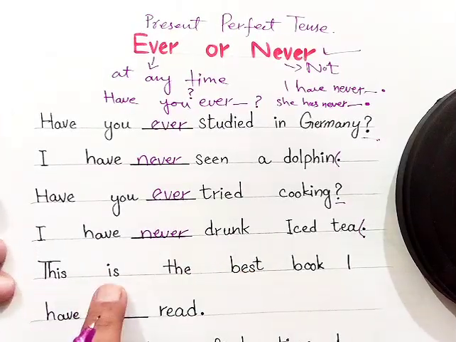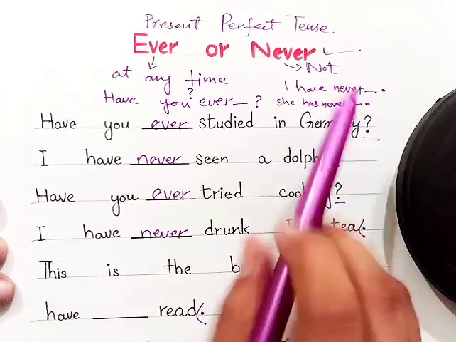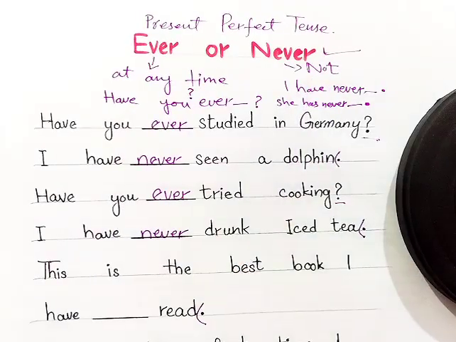Next one. This is the best book I have blank read. There's a full stop. So we will write never. But it's completely wrong. Now, why is it completely wrong? This is a superlative sentence.